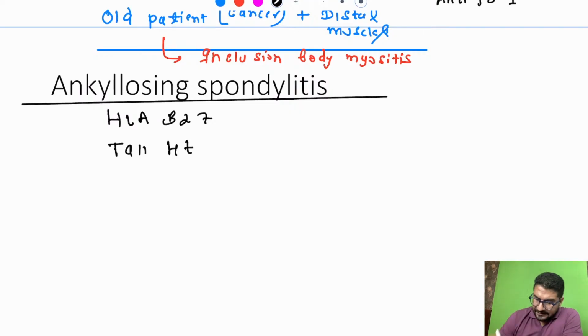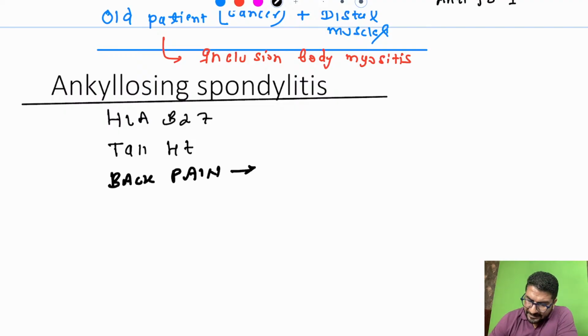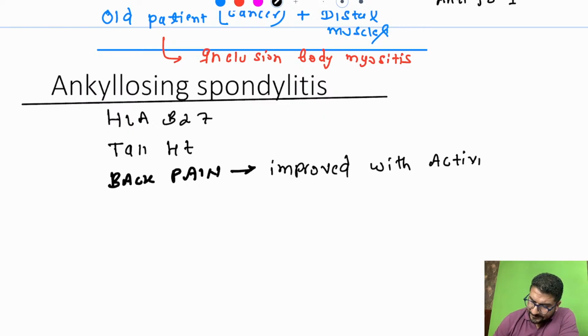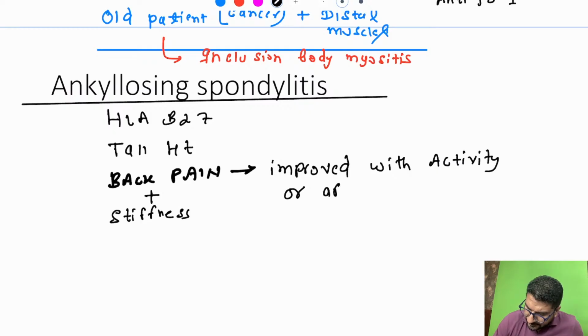Then you will notice that the main symptom is that the patient will have back pain or lower backache. Understand, this is not an orthopedic back pain, it is a rheumatological back pain. This back pain will improve with activity. Listen carefully. The patient will say, I get back pain on waking up early in the morning, my back becomes stiff. So this early morning backache with stiffness will improve with activity or after a shower.